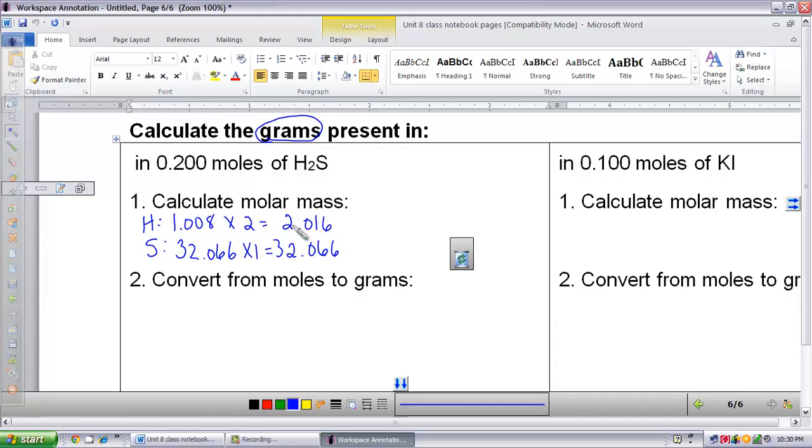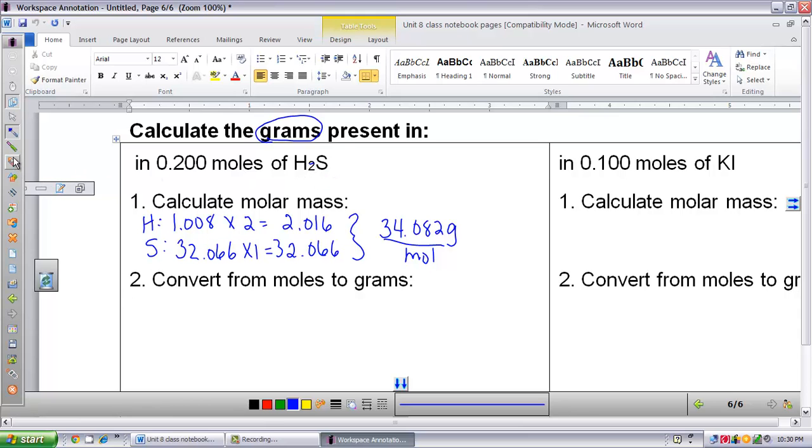Okay, and I maintain 4 sig figs and 4 sig figs. When I add them, I get to have 3 decimal places. So the sum of this becomes 34.082 grams in 1 mole. That's all we did. We just added up how many grams were in each mole of hydrogen sulfide.